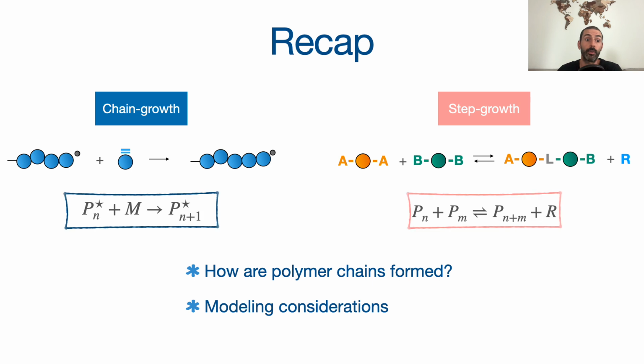We also saw some first modeling considerations. We introduced a compact formalism using a subscript to account for the chain length. This, of course, is just the beginning of our modeling journey.